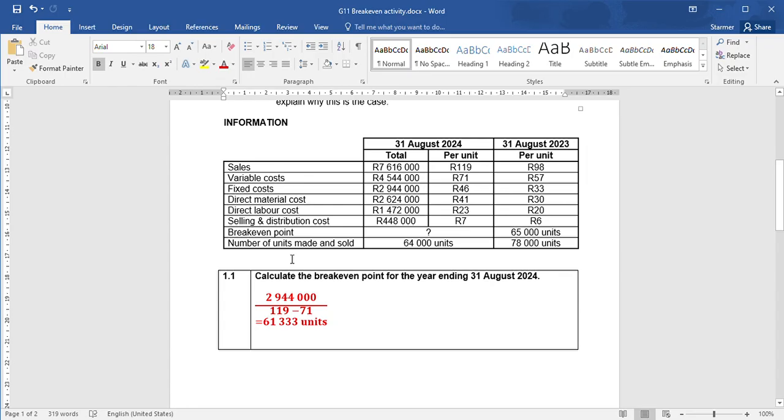Remember, the formula for break-even is to take your fixed costs, that's this number here, 2,944,000, and divide that by the profit that you made, which is your 119 Rand selling price, subtract your 71 Rand variable cost per unit. And if you work this out here, you get 61,333 units that need to be made to break even.